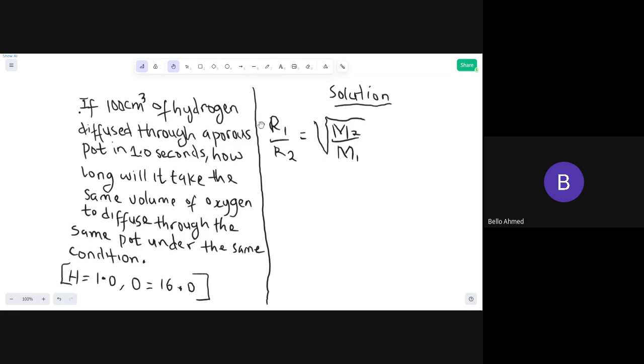This R1 represents the rate of diffusion of the first gas. R2 represents the rate of diffusion of the second gas. The M we have here is the relative molecular mass of the second gas, M2, then the relative molecular mass of the first gas, M1. That is what we are going to be getting from the question. Now, let's see how we are going to get this from the question.